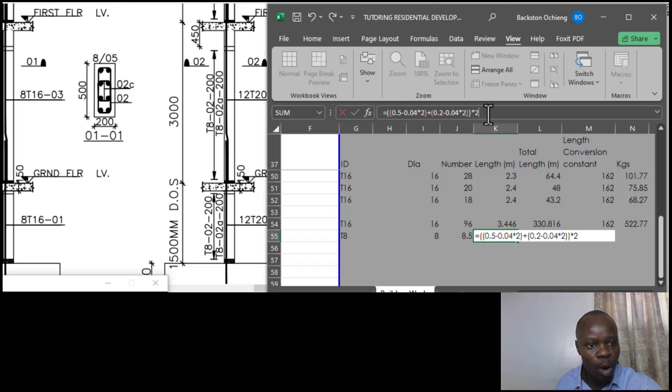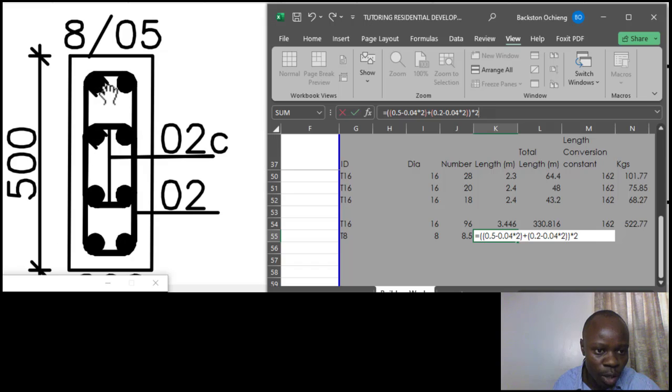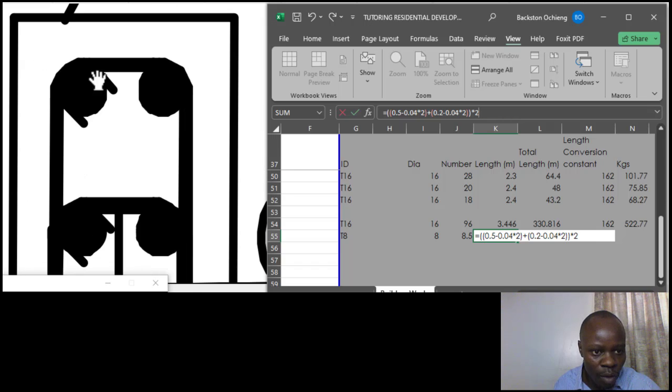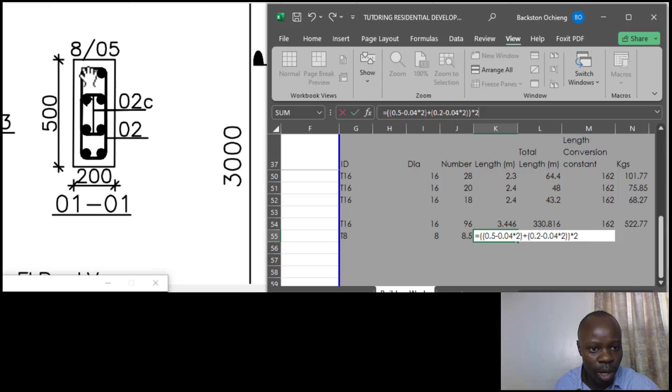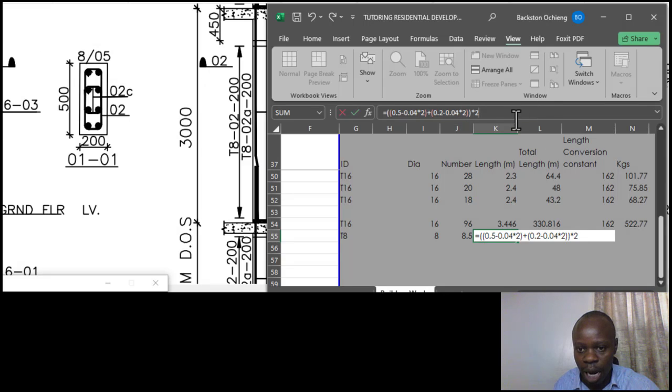So after that, now we have a complete length, but then we've not considered what we call the hooks. If you look at the end here, we have the hooks on either side. Alright, so for the hooks, I would use a length of 50 millimeters, so 0.05 times 2. Alright, so that is the length of the hook that you'd use. 50 millimeters is just sufficient.